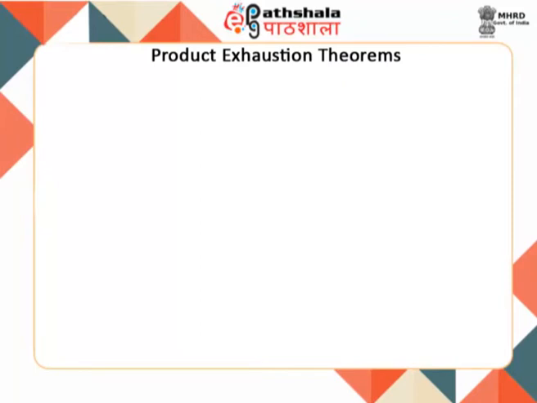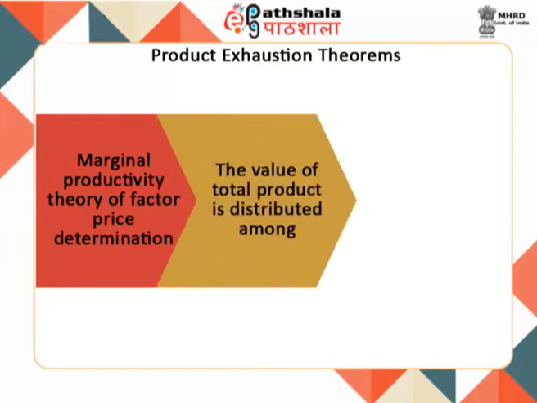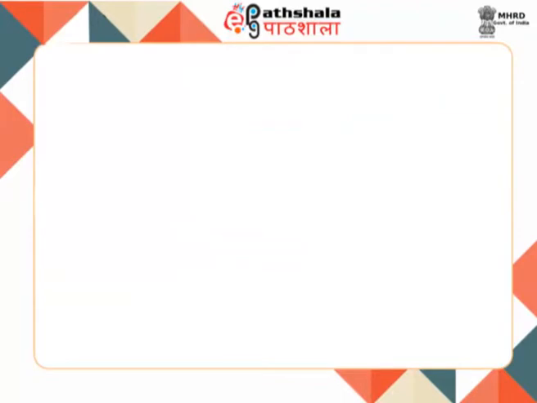Let us now analyze product exhaustion theorems. In the context of income distribution, the marginal productivity theory of factor price determination suggests that the value of total product is distributed among the cost of labor and cost of capital. This accounting identity can be written as Py·Y = W·L + R·K. The accounting identity can also be written in terms of factor shares.